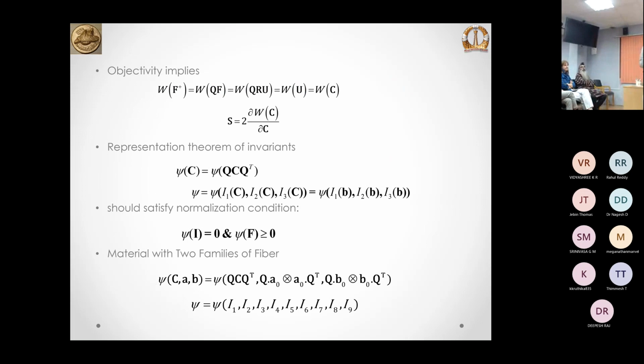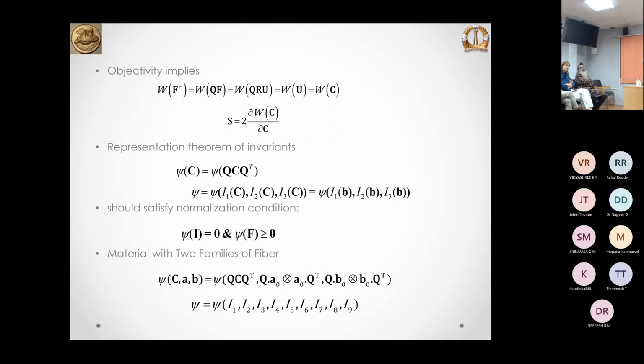So some objectivity conditions have to be applied on the strain energy density functions. If the observer is changing, then the W should not change. So F plus is the F observed by one observer. So he is rotated, so that is given by QF. Q is the orthogonal tensor that just transforms the tensor F. Now F can be decomposed into the rotational and the translational component, R into U.